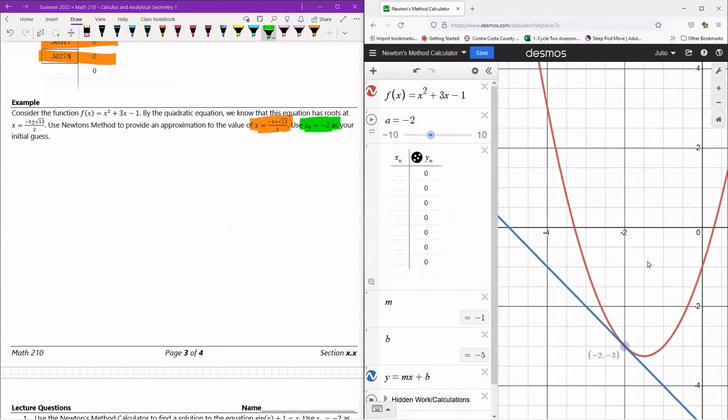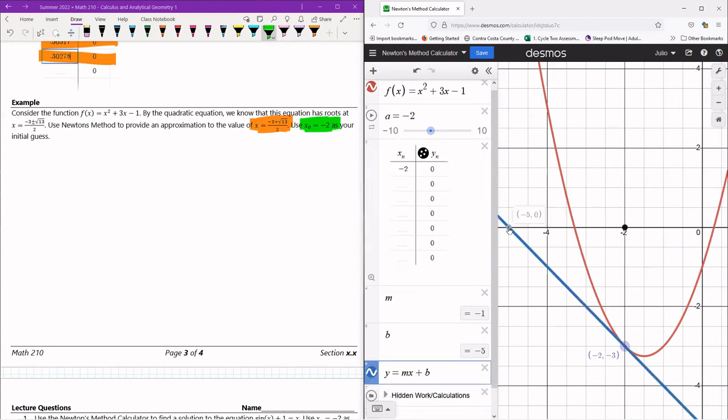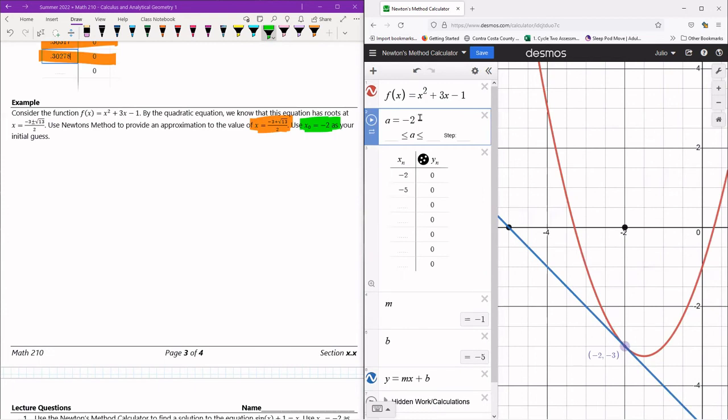Okay, so what I'm going to do is go through the process again, right? And we're going to see what's going to happen. So my very first point was -2, all right? The calculator is giving me the tangent line approximation, and that root for it is going to be -5. Okay, so I get to change this to -5.